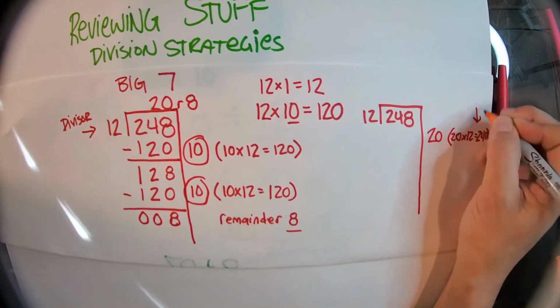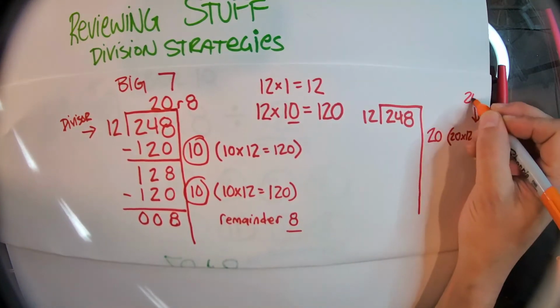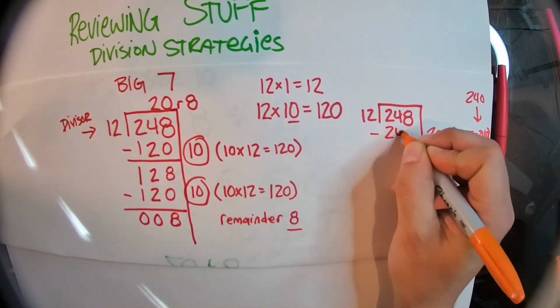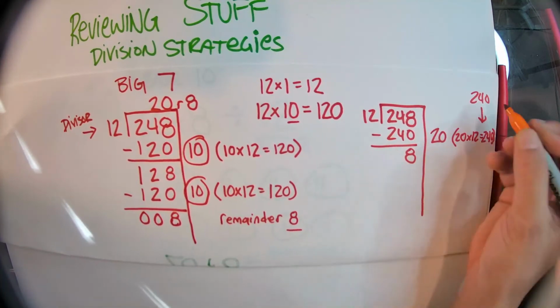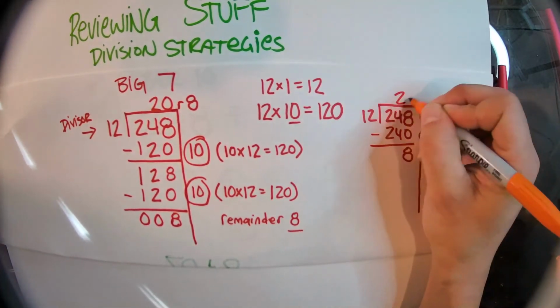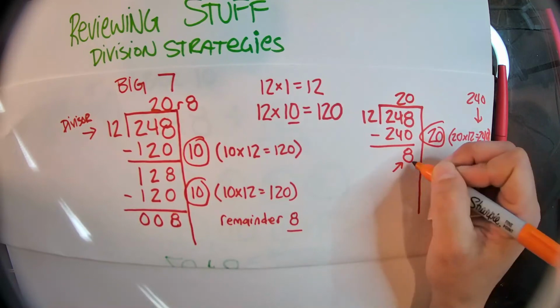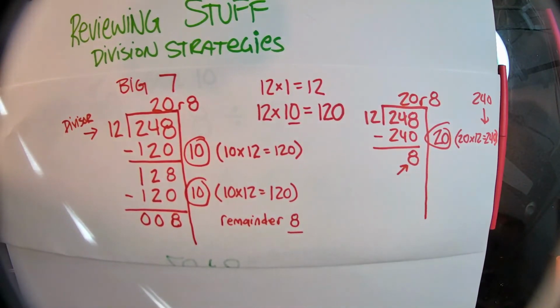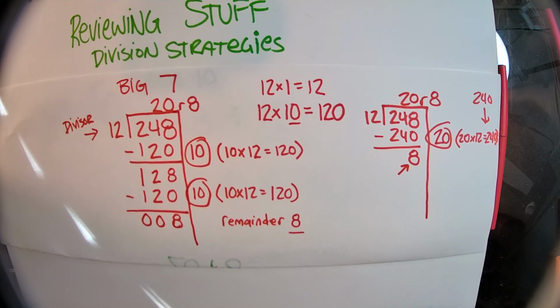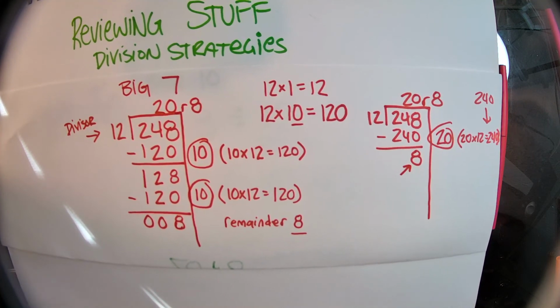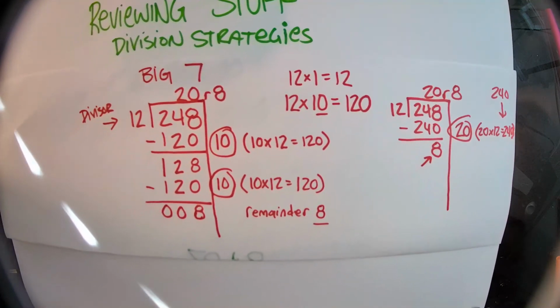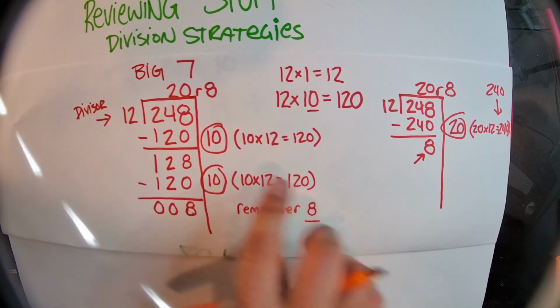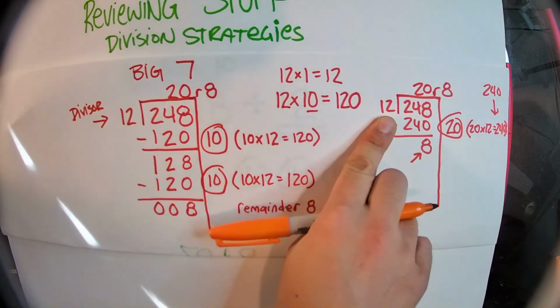So what that says right there is 20 groups of 12 is 240. So in one step, we could take out 240. And we know we did 20 groups. And once again, this number left over is smaller than our divisor, so there's a remainder. That was the Big 7 in one step. If you're using the zeros trick, you might be able to see those steps. What you're essentially doing is taking out groups of the divisor.